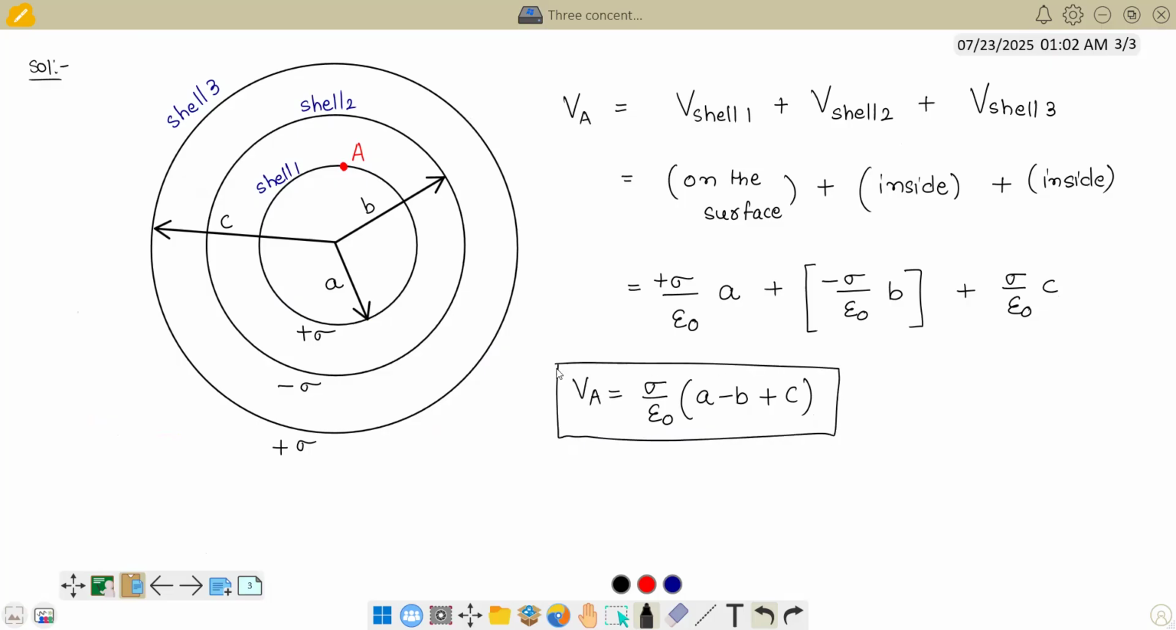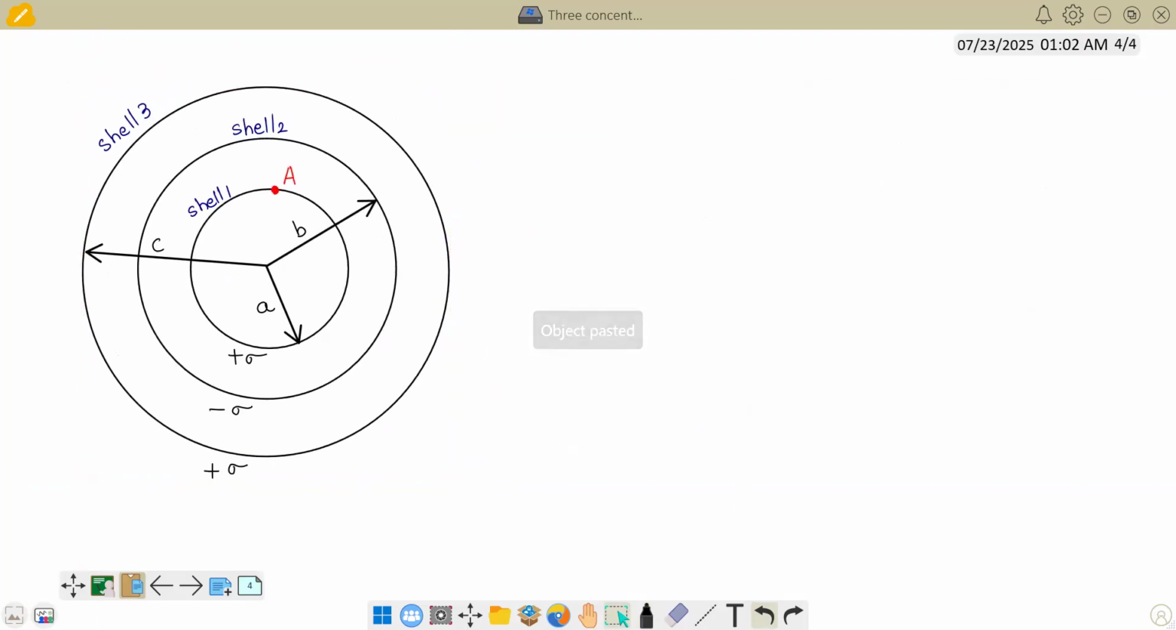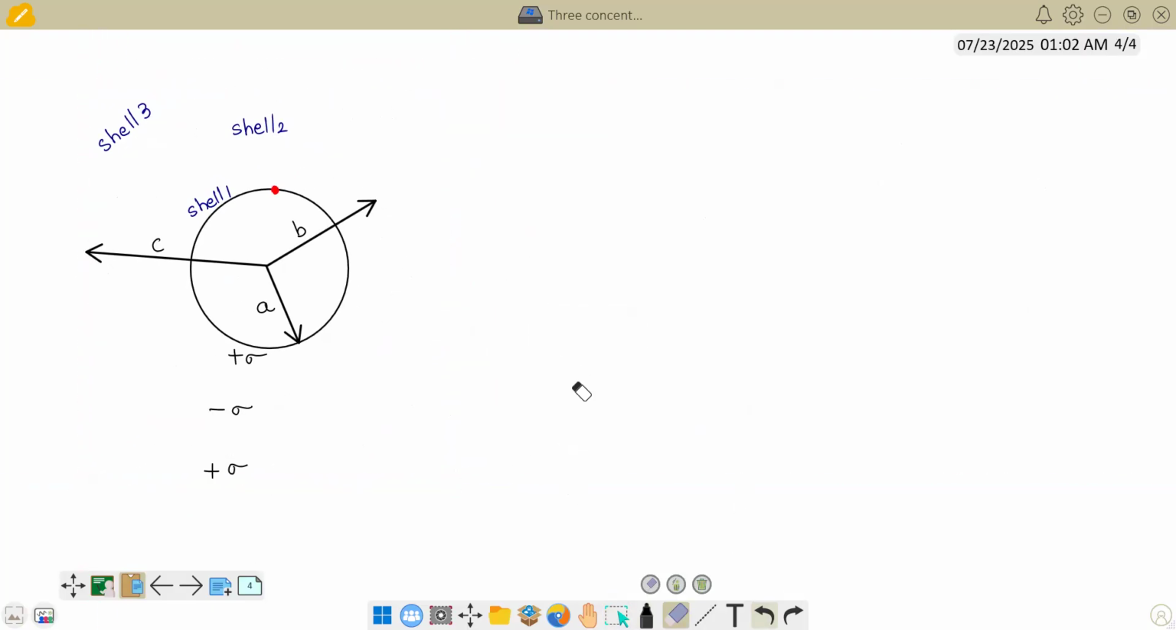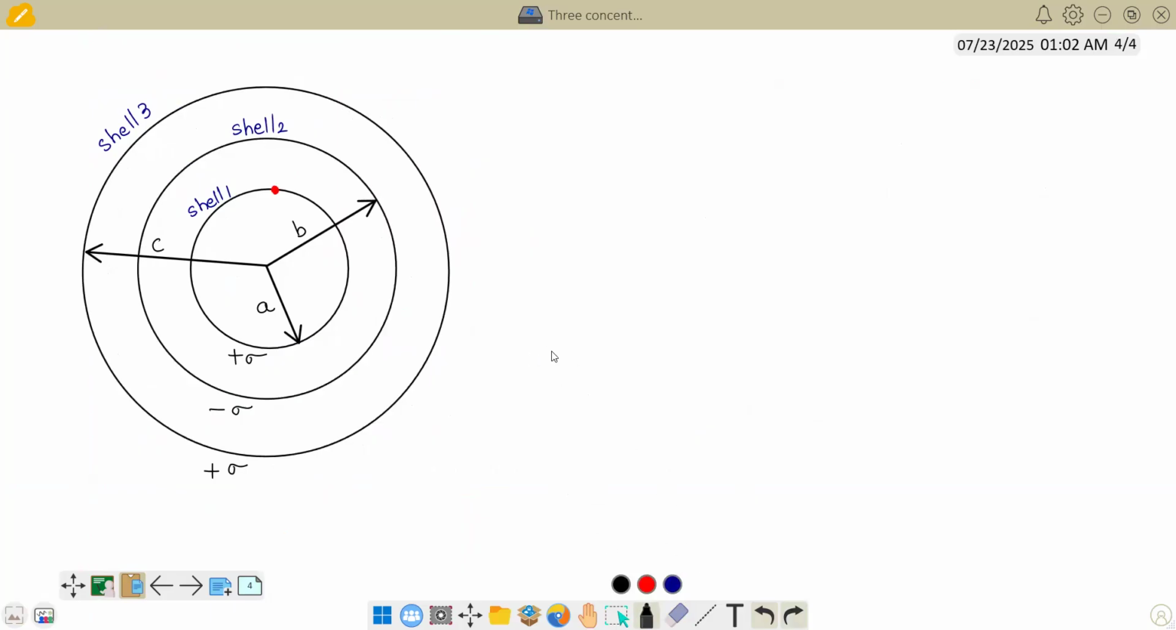Now let us try to find the potential at some other point, that is point B. Right now we are interested in finding potential at another location, not at this one. Let me call this point B. Don't be confused between radius B and point B. So this is the point B. Similarly, if you want potential at point B, we again have three shells: potential due to shell 1, potential due to shell 2, plus potential due to shell 3.